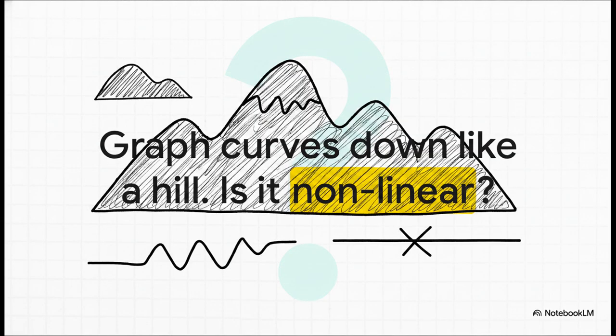Question 3. Picture that mountain or hill shape in your mind right now. If the line goes up, bends, and changes direction to go back down, you already know the answer. A straight line doesn't just change direction. So yes, a hill shape is entirely nonlinear.